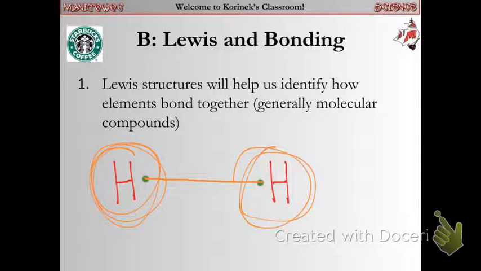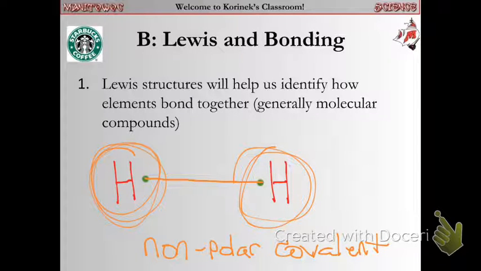We learned in the 3.4 video that the equal sharing of electrons is called a non-polar covalent bond. Non-polar covalent bond. So that's what we've got going on here.